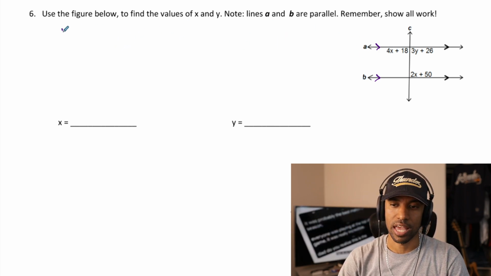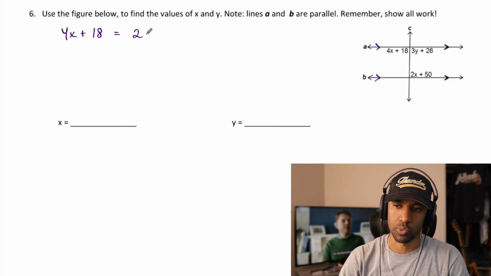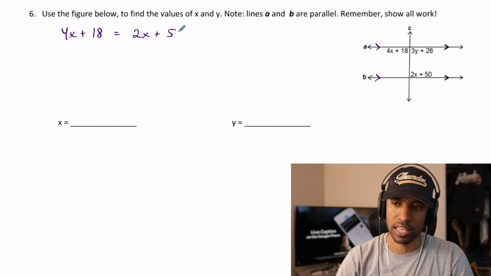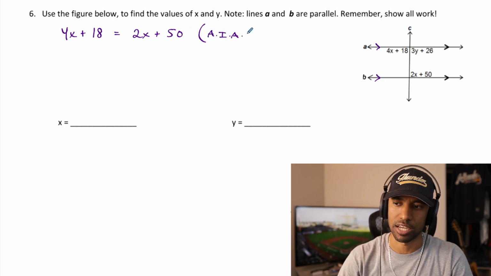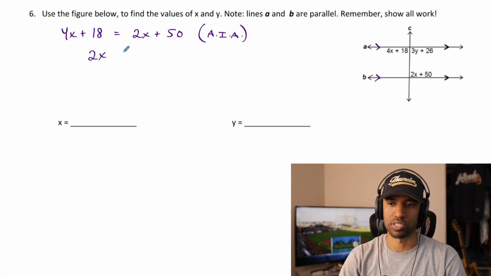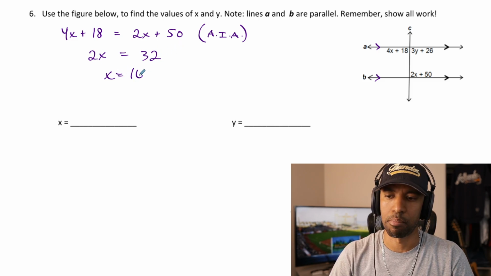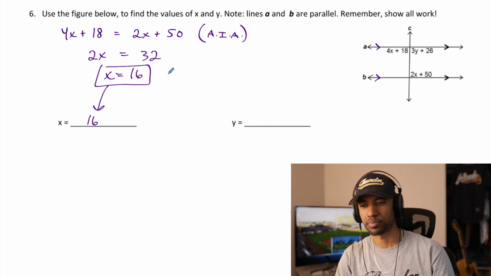So I can set 4x plus 18 equal to 2x plus 50 because, once again, they are alternate interior angles. And when lines are parallel, those suckers are congruent. Setting them equal. Boom. Subtract 2x from both sides. Subtract 18 from both sides. And then divide both sides by 2. We do get x equals 16.